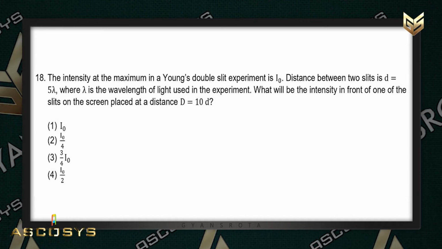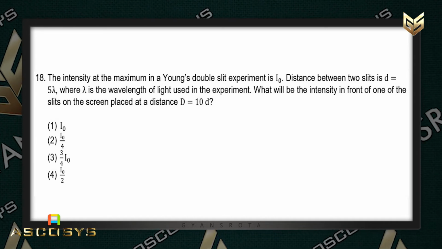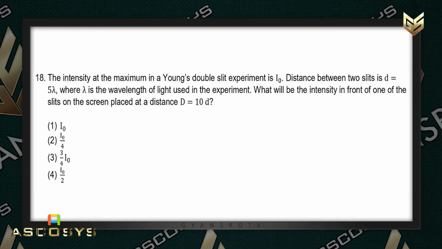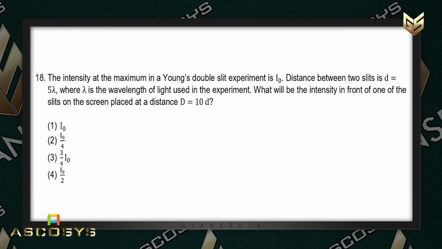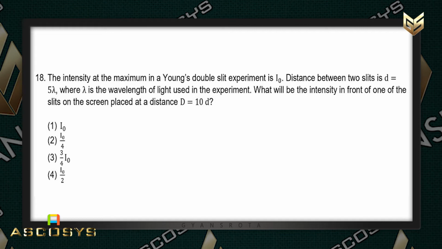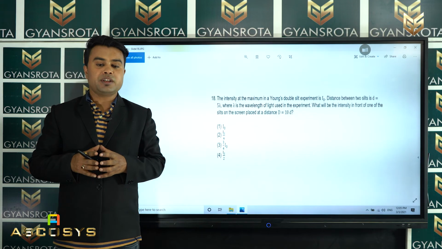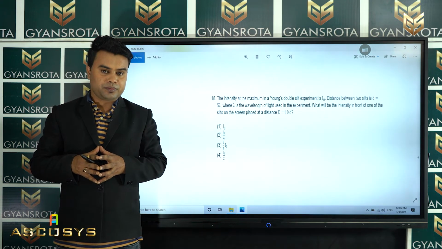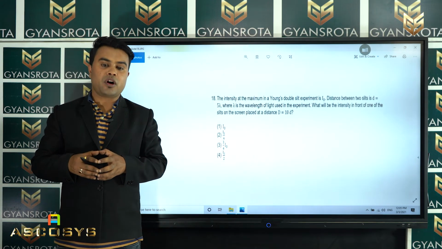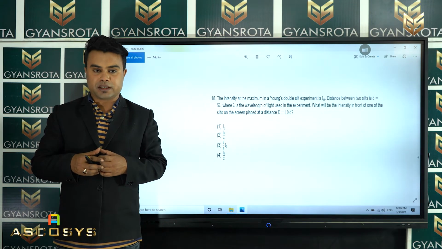Distance between two slits is given to be 5 lambda, where lambda is the wavelength of the light used in the experiment. What will be the intensity in front of one of the slits on the screen placed at a distance D equal to 10 of small d? So what are you going to do here?